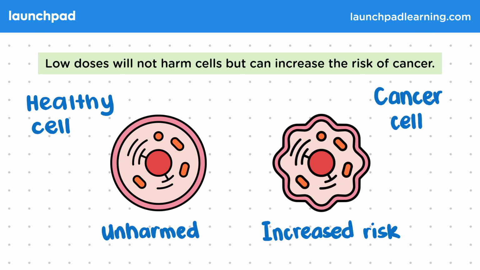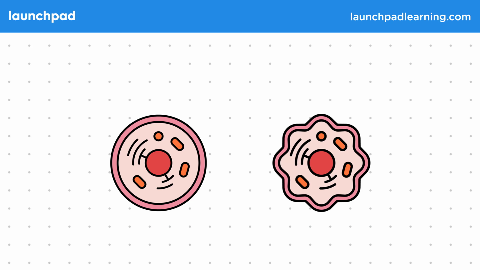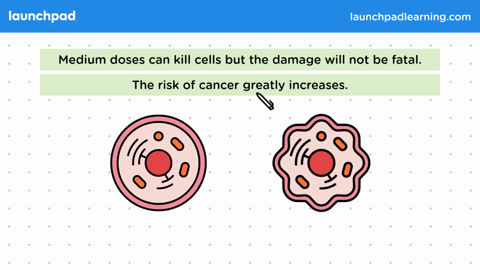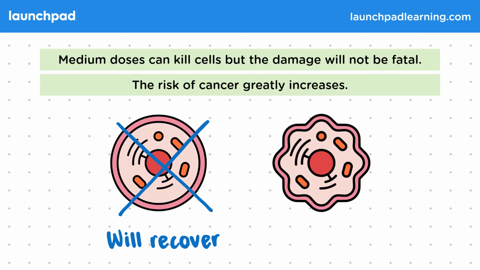So what about higher doses of radiation? Medium doses can kill cells, but the damage will not be fatal. However, the risk of cancer greatly increases. So cells will be killed, but they can be replaced and they will recover. But it will make a person very ill. And there is an increased risk of cancer as there's much more ionization. We observed increased numbers of cancer patients from survivors of disasters such as Chernobyl, Fukushima, Hiroshima and Nagasaki.